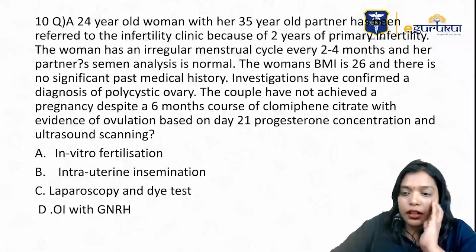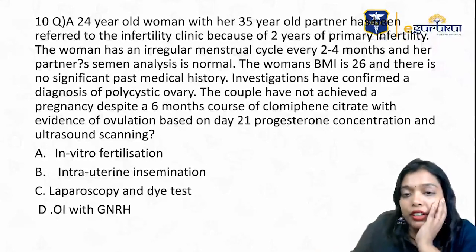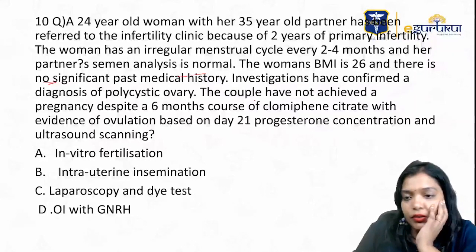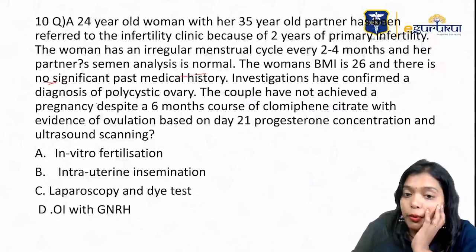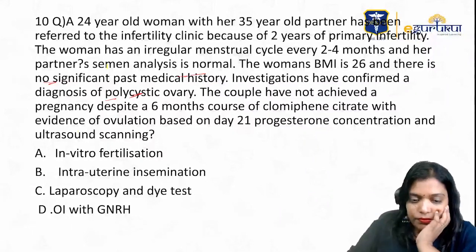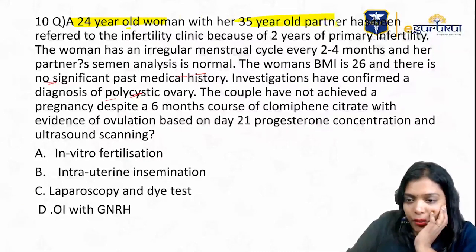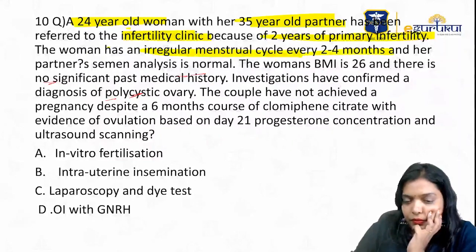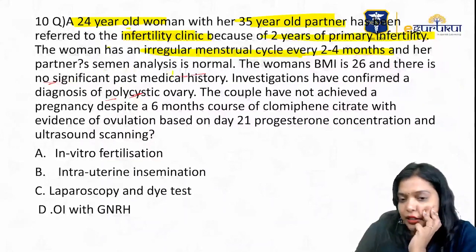Next question. A 24-year-old woman with her 35-year-old partner has been referred to the infertility clinic because of 2 years of primary infertility. The woman has irregular menstrual cycles every 2 to 4 months and her partner's semen analysis is normal.